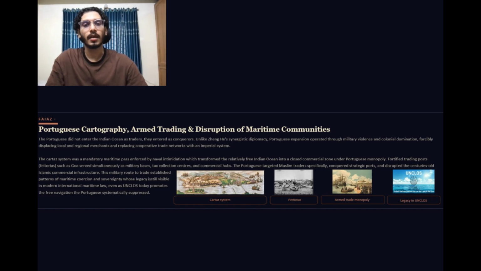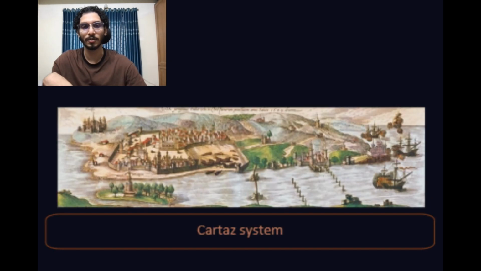Third, and this is the most fascinating part, they invented something called the cartaz system. This is how it worked. If you were a merchant sailing through waters that the Portuguese claimed, you had to carry a special permit called a cartaz, issued by the Portuguese crown. It was basically a license to sail. If you didn't have one, or if you refused to get one from them, the Portuguese Navy had the right to stop your ship, seize your goods, or even destroy your vessel entirely.